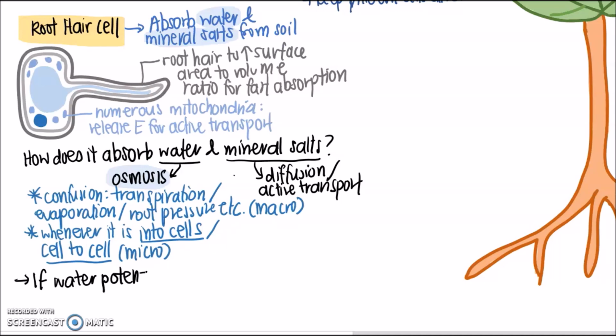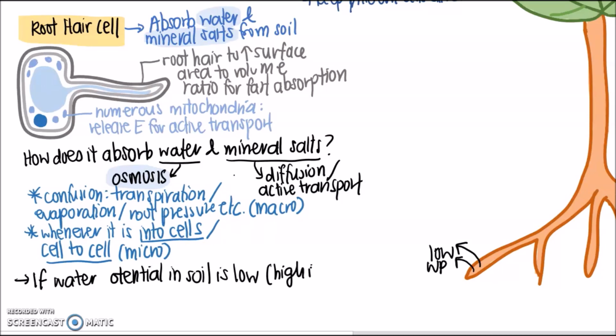If the water potential in the soil is low, what's going to happen is that water will actually leave the roots of the plant instead. This happens when there is a high ion concentration in the soil. For example, if you put a lot of fertilizer into your plant, then it might actually cause water to leave instead of the plant being able to absorb water.